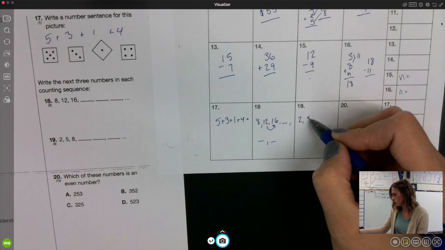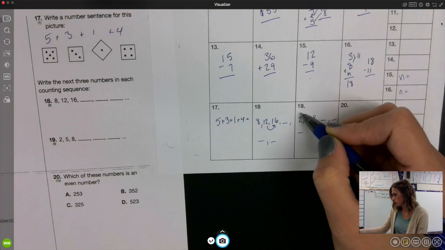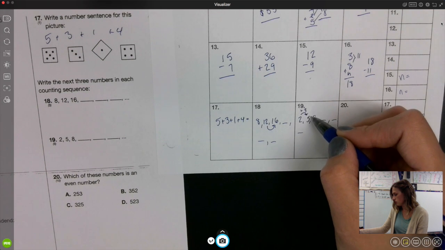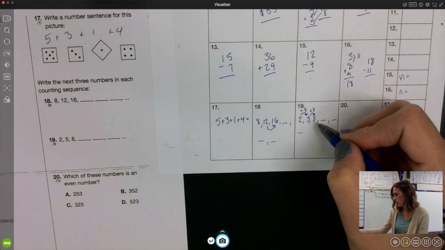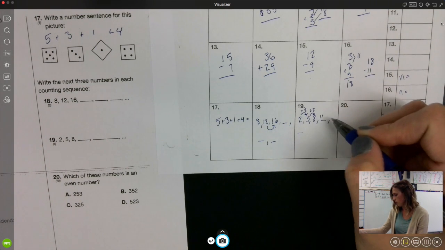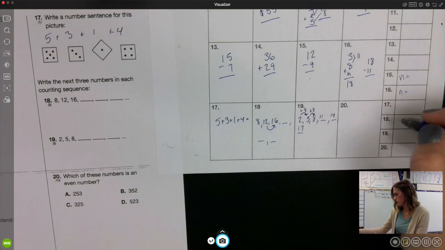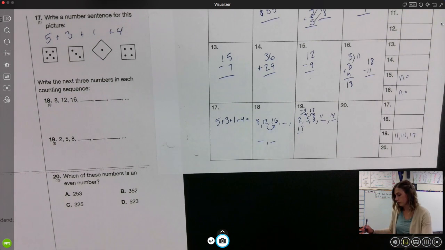19, I've got 2, 5, 8. 2 plus 3 equals 5. 5 plus 3 equals 8, so keep adding 3. What's 8 plus 3? 11, plus 3 more, 14, plus 3 more, 17. So on your box at your side, you get 11, 14, 17.